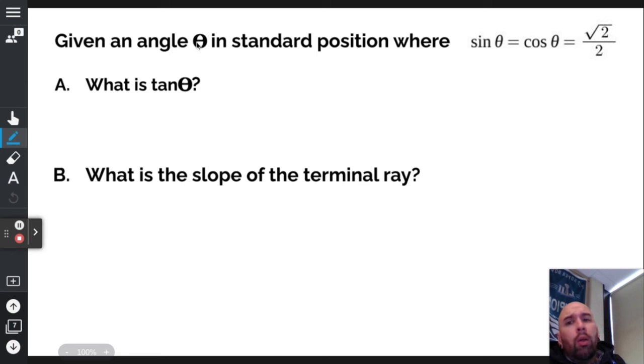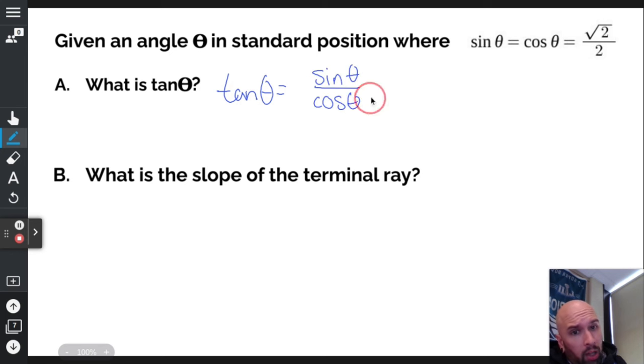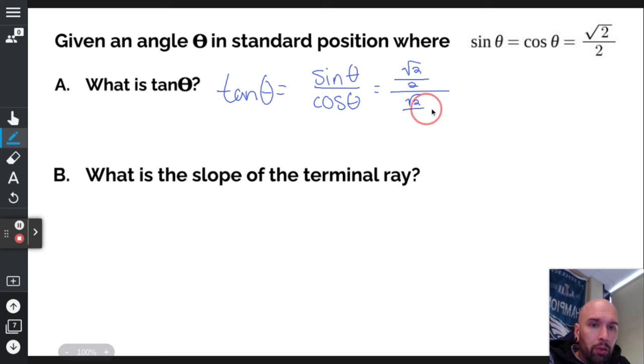Given an angle theta in standard position where sine theta equals cos theta equals root 2 over 2, what is tan theta? Oh, this is going to be super easy. Tan theta is sine theta over cos theta. I already told you what sine theta and cos theta are. Sine theta is root 2 over 2. Cos theta is root 2 over 2. Something over itself is just 1.